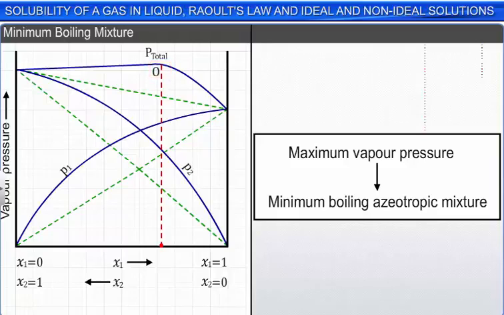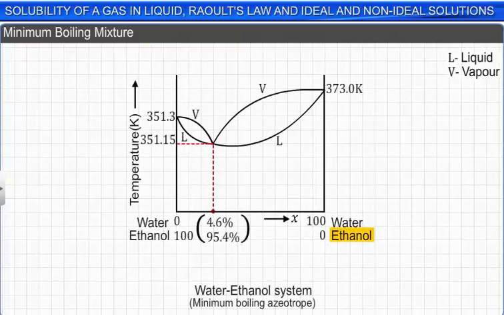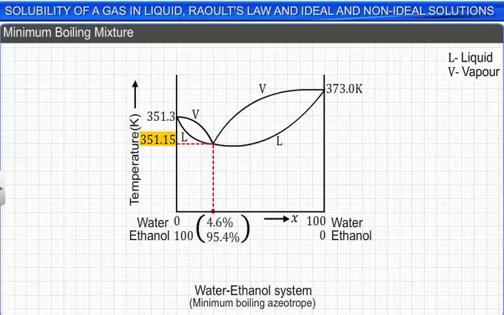Now, as the vapor pressure is maximum at this point, it gives a minimum boiling azeotropic mixture. At this point, O, the concentration of the vapor phase is the same as the concentration in the liquid phase and is referred to as the azeotropic concentration. Ethanol and water form a minimum boiling azeotrope at 351.15 Kelvin and at a composition of 95.4% ethanol and 4.6% water.